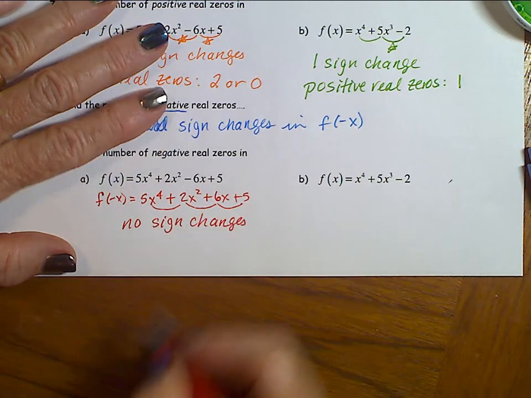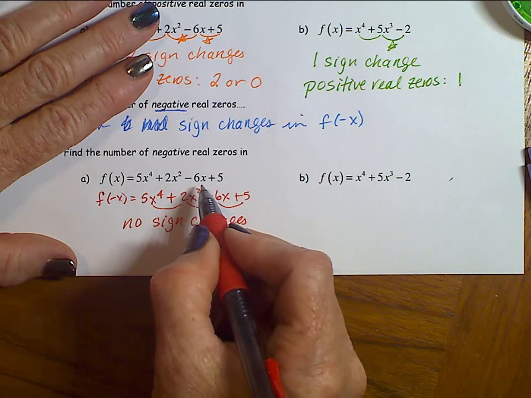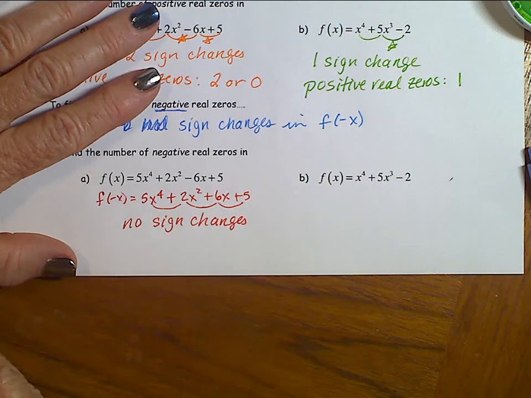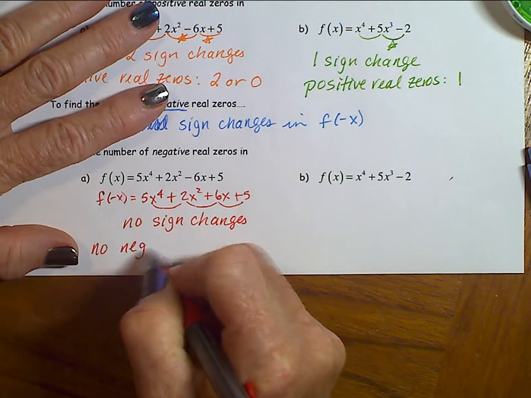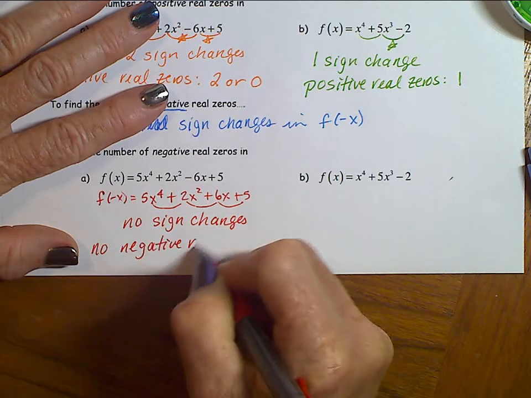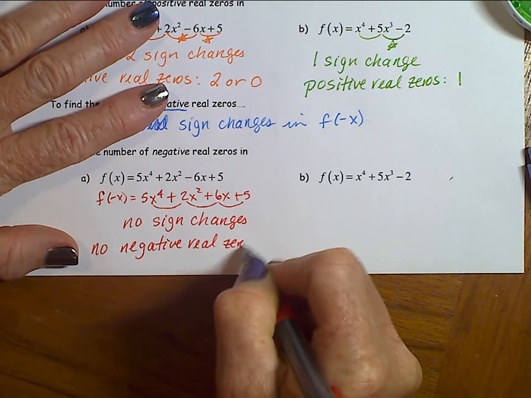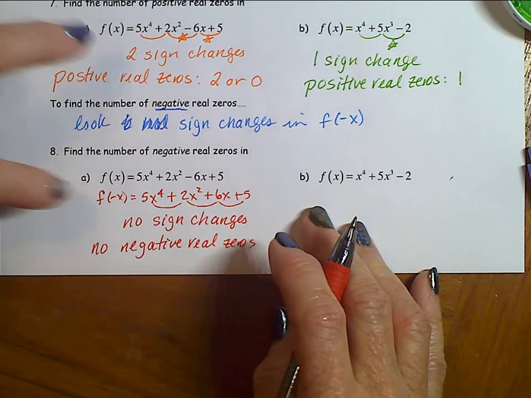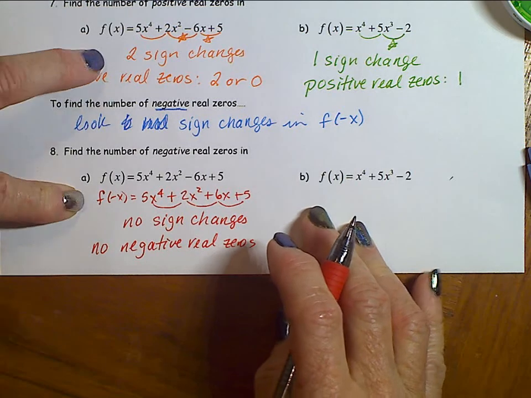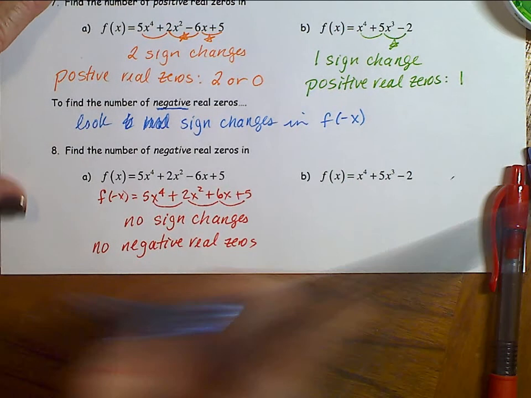So this graph will not hit the x-axis to the left of the y-axis. There are no negative real zeros. Okay, so right now, between these two pieces of information, we can think about a graph here.